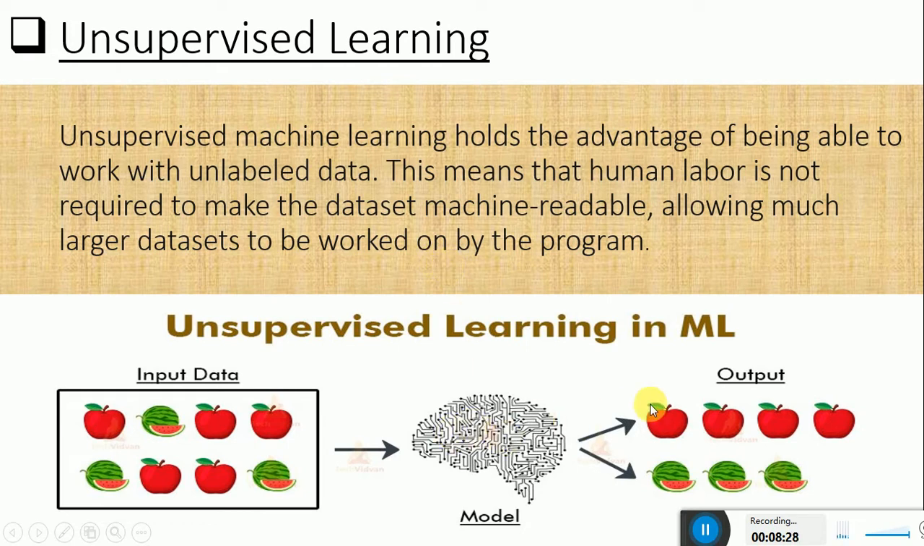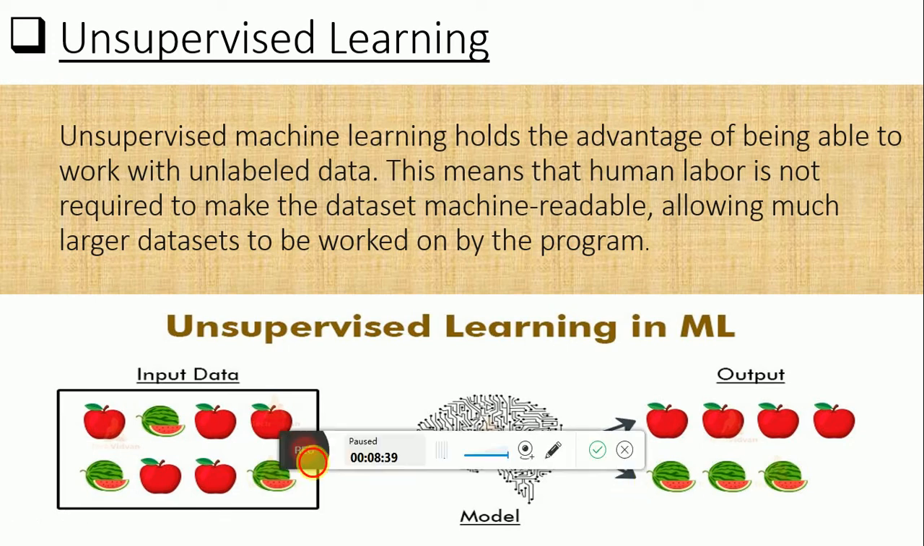So after the output, apple is one unit, one label, and watermelon is the other. Apple is one label of data, and watermelon is the other model output.